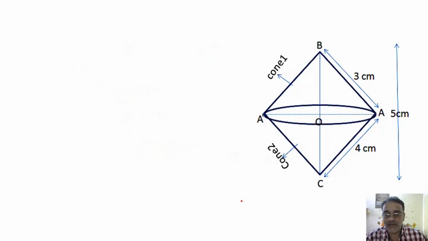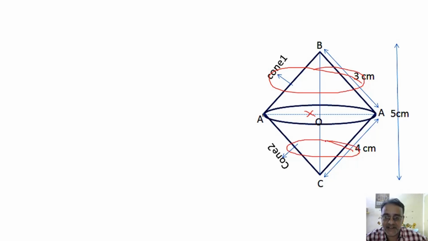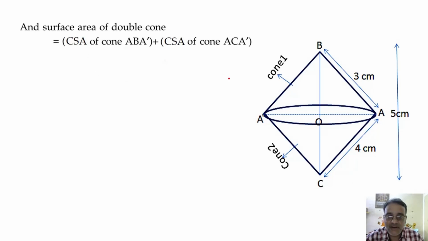Total surface area. This surface will not come because it is the internal one. Only the curved surface area of upper cone and curved surface area of lower cone. What is the formula of curved surface area of cone? Pi RL. So CSA of upper cone is pi R, where R is OA and L is 3, that is AB. And CSA of the lower cone is pi R, where R is OA, and the slant height is 4.